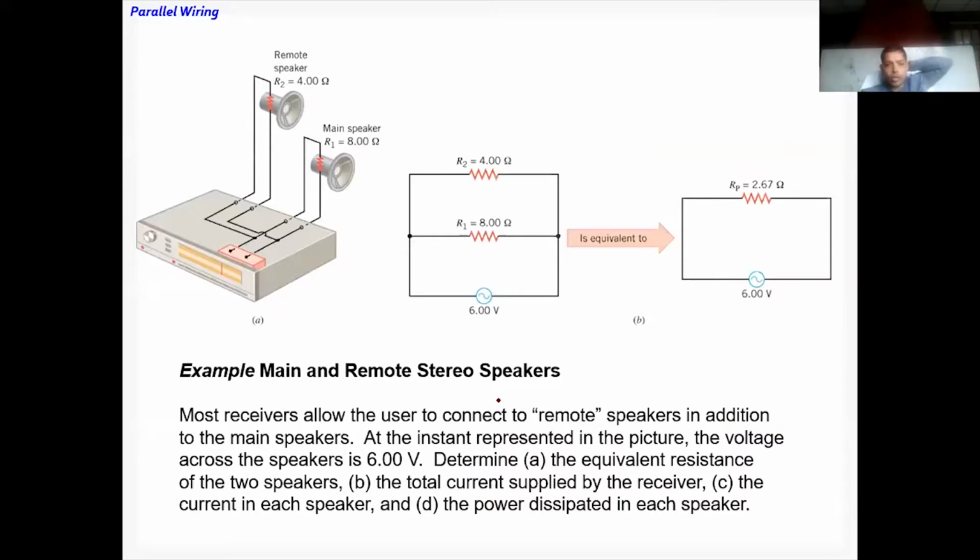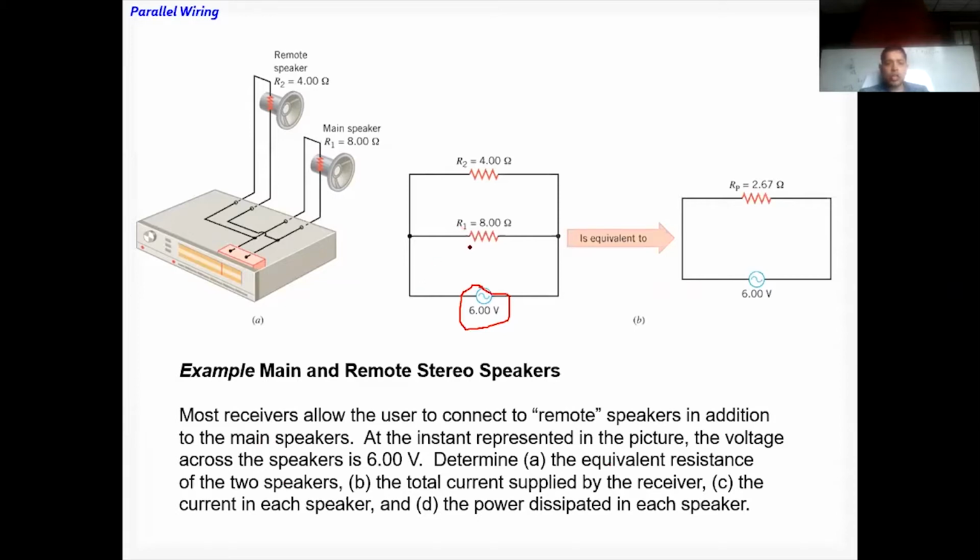Okay, let's do this problem here. Most receivers allow the user to connect to remote speakers in addition to the main speaker. At the instant represented in the picture, the voltage across the speaker is 6 volts. Determine the equivalent resistance of the two speakers.